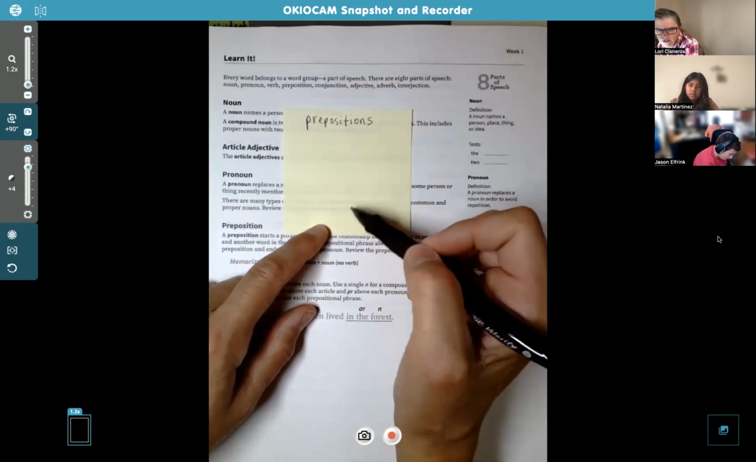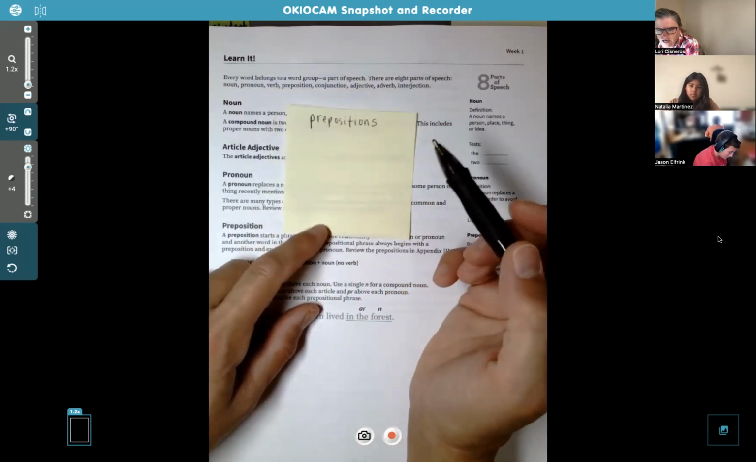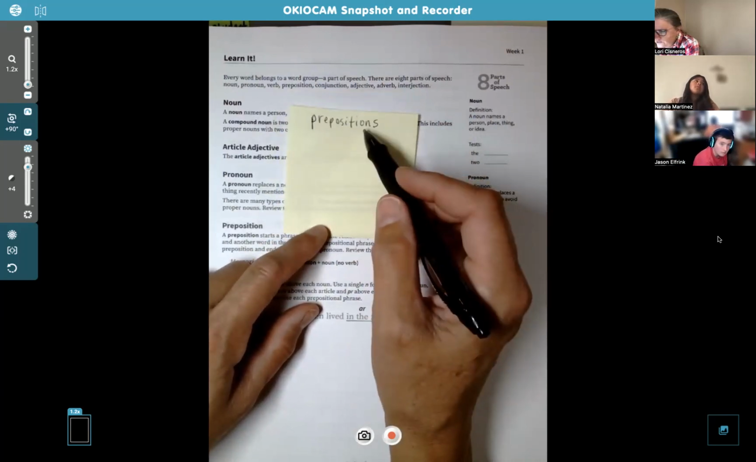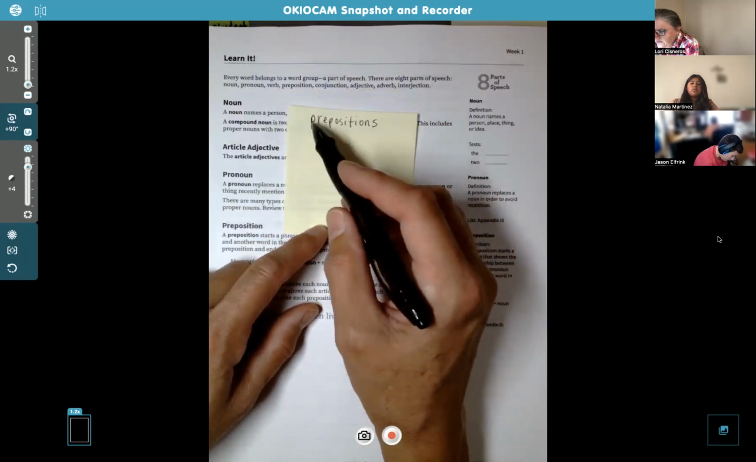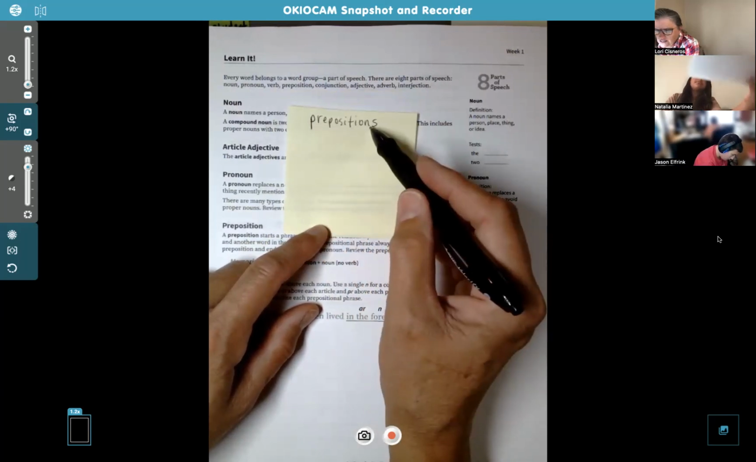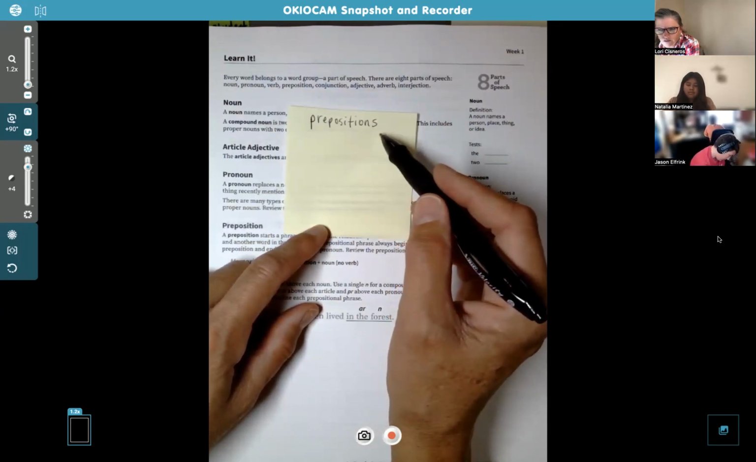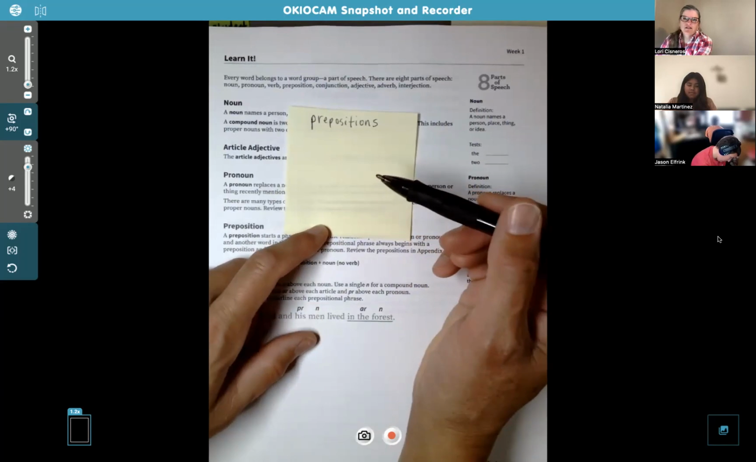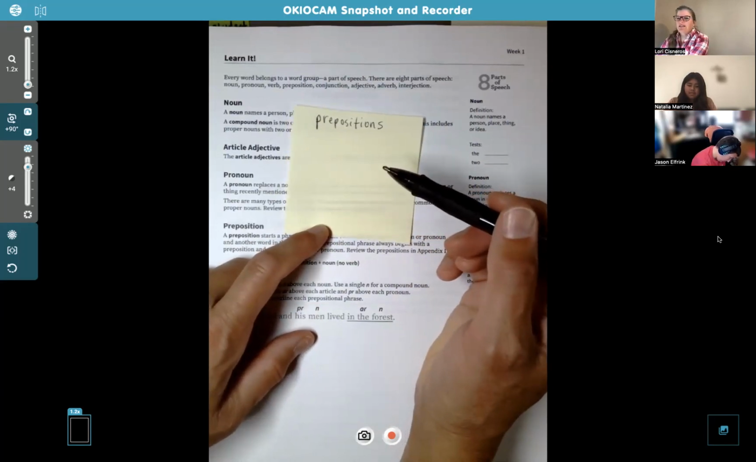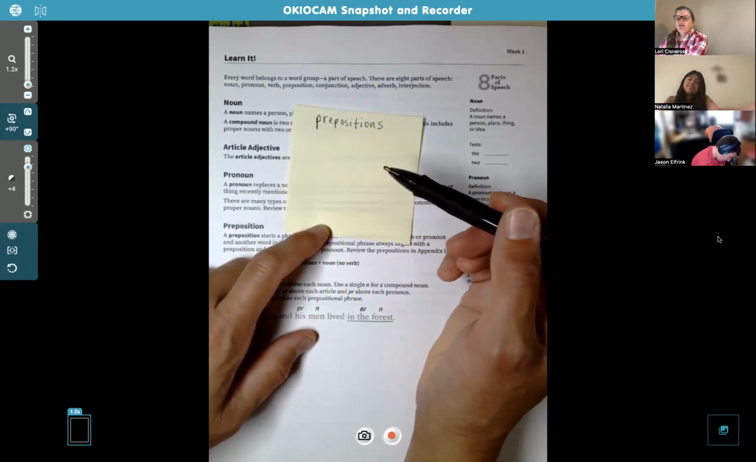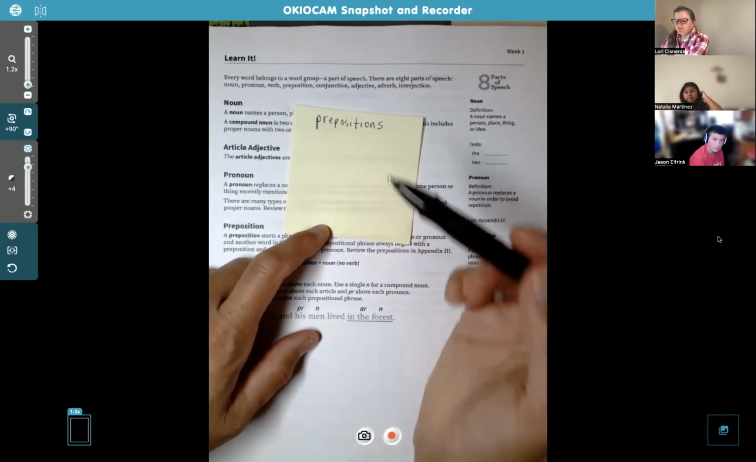Prepositions like that. So this is the sticky side facing up, because I'll show you why we're doing it this way in a second. And then at the top of that side where it's sticky, write the word prepositions. So what we're doing is tabbing a page that has the list, because you're going to be needing to refer back to this list a lot.